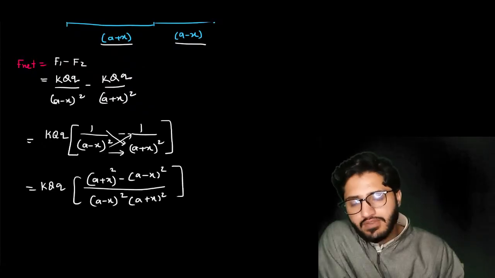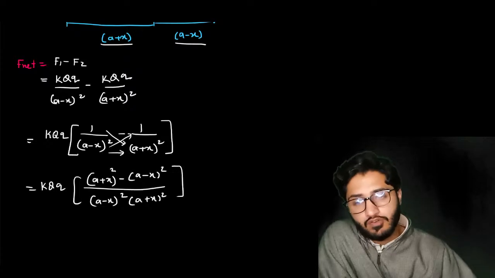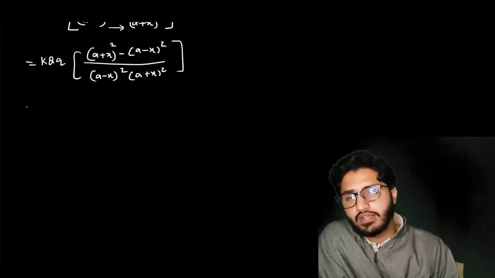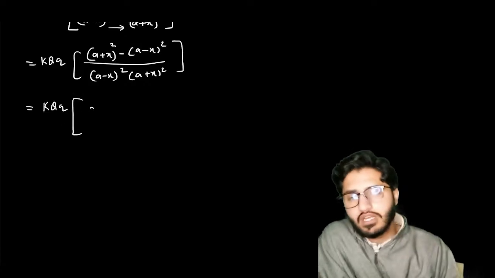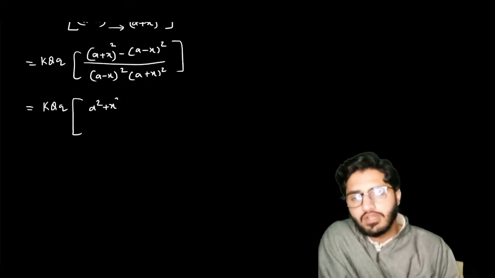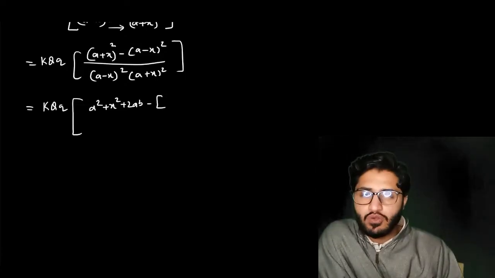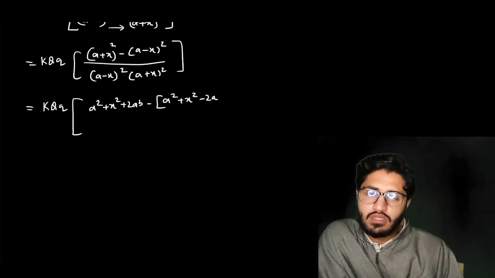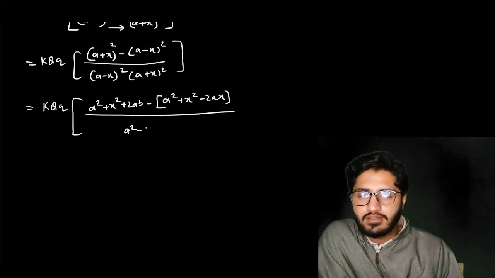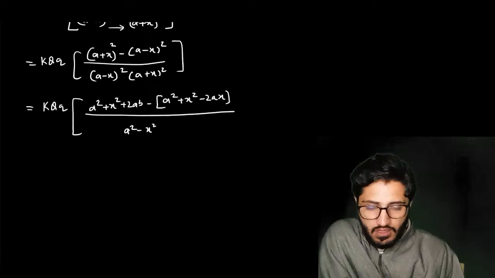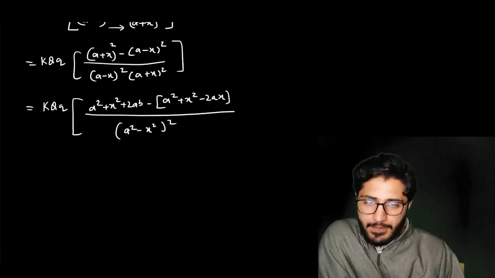Look, (A minus X) square times (A plus X) square, it would be (A minus X)(A plus X) whole square. And right here, K Q squared. (A plus X) whole square is A square plus X square plus 2AX, minus (A minus X) whole square, A square plus X square minus 2AX, whole divided by, it will be A square minus X square, whole square.